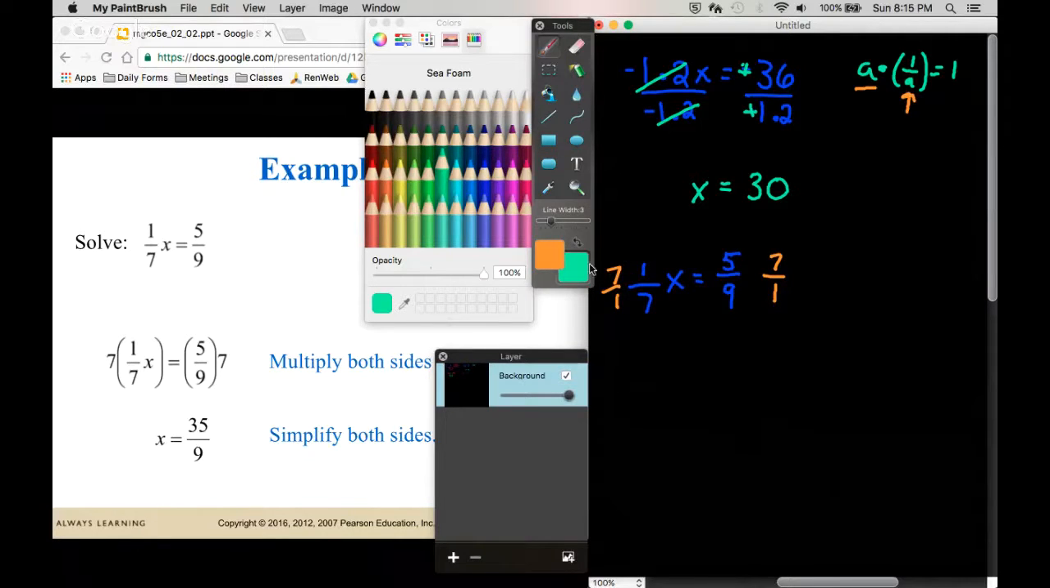All right, your 7s can cancel out, and you're left with just the x over here. And what you get on the other side is 5 times 7 over 9. Okay, so that's going to be 35 over 9, which cannot be reduced. So that is going to be your solution right there. Okay.